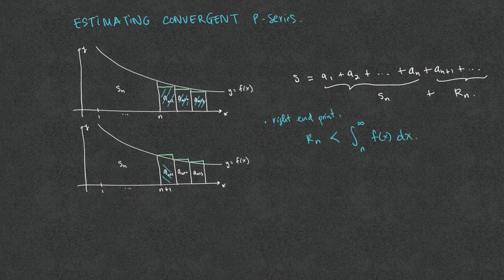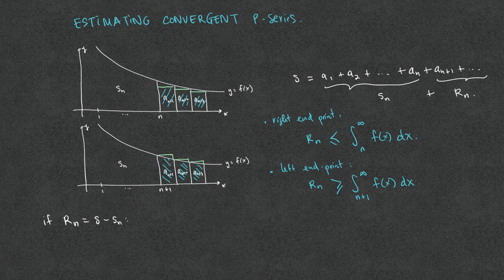If we use the left endpoint, then the remainder is more than the integral from n plus 1 to infinity of f of x dx. We obtain these inequalities because the function f of x is decreasing. Just to be safe, we will use less than or equals and greater than or equals. From the two, the remainder is the actual sum minus the partial sum.